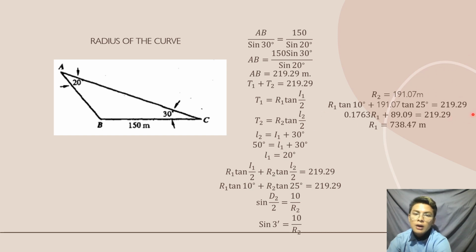Then we will get our R1 by using the formula R1 tangent 10 degrees plus 191.07, our R2 tangent 25 degrees, is equal to our AB. So substituting all the values, we get our first radius of the curve as 738.47 meters.